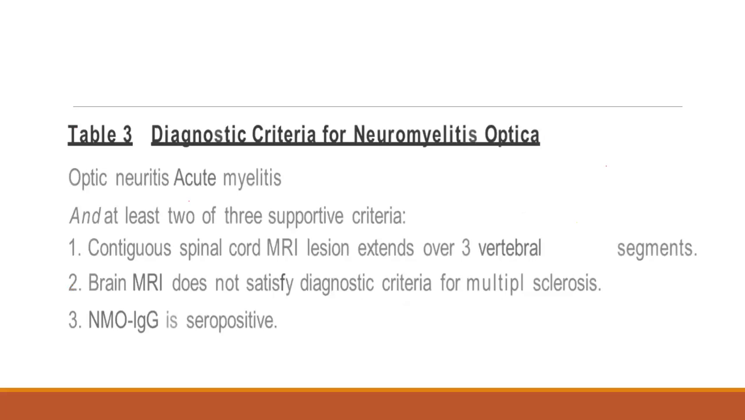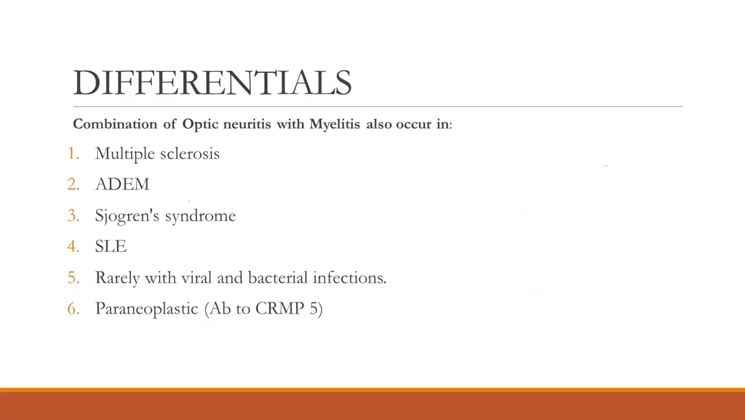So the diagnostic criteria for NMO is called the Wingerchuk criteria. There is optic neuritis associated with acute myelitis, and at least 2 of the 3 supportive criteria, that is a contiguous spinal cord MRI lesion over 3 vertebral segments called LETM, brain MRI that does not satisfy diagnostic criteria for MS, and NMO IgG seropositivity.